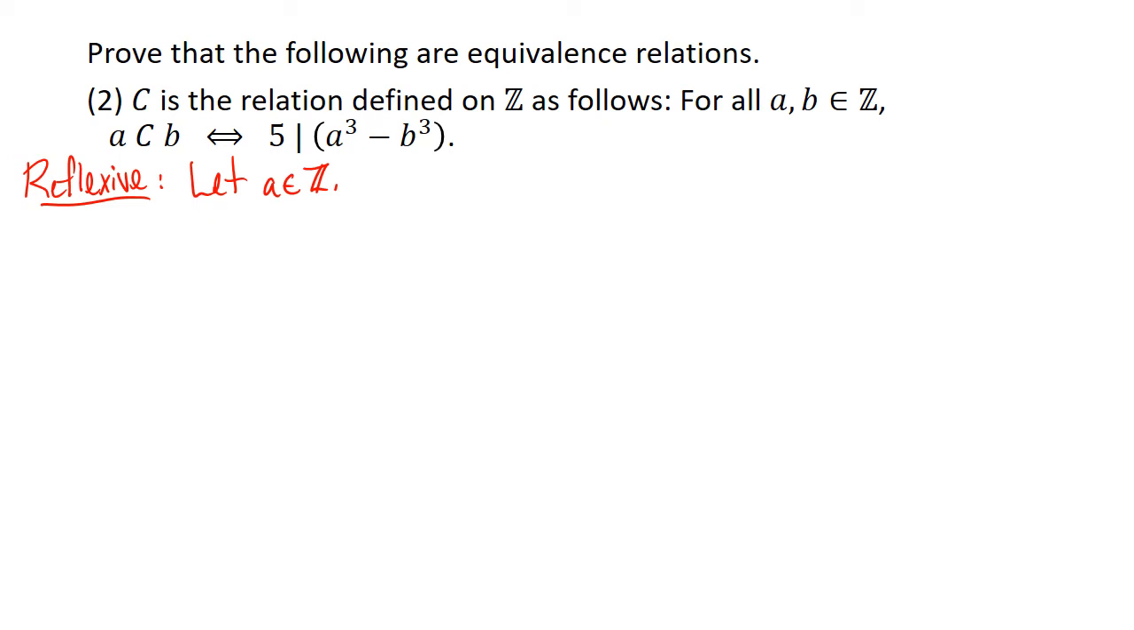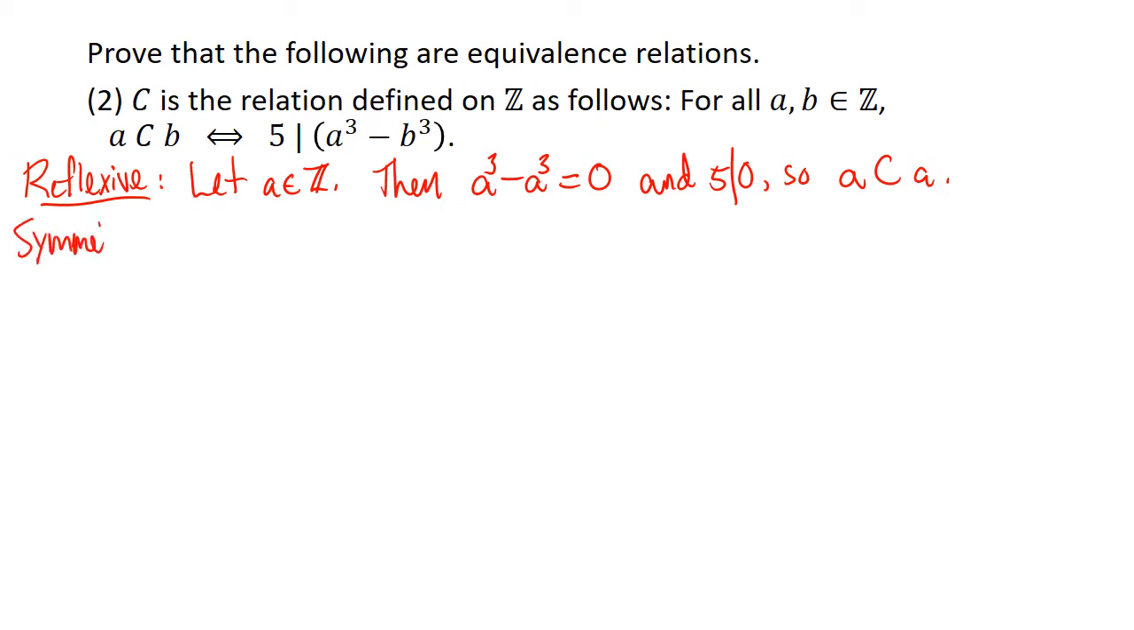So in order to do that, I'm plugging it into the definition there for both a and b. So I need to show a cubed minus a cubed is divisible by 5. So that is not very hard because a cubed minus a cubed is 0, and 5 does divide 0. All the integers divide 0. So this means that a is related to itself by C. Okay, so that's reflexive.